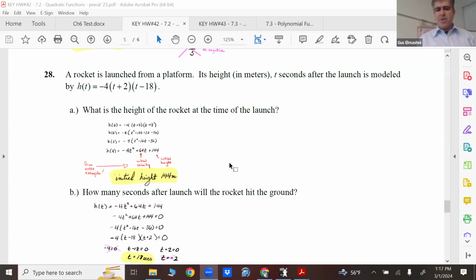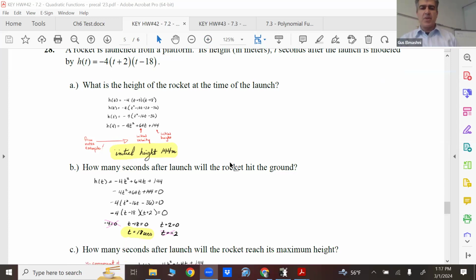You know where your x-intercepts are. The vertex is going to be right in between, at the initial height. Okay, so we had to do that. Never mind. We had to actually expand it.